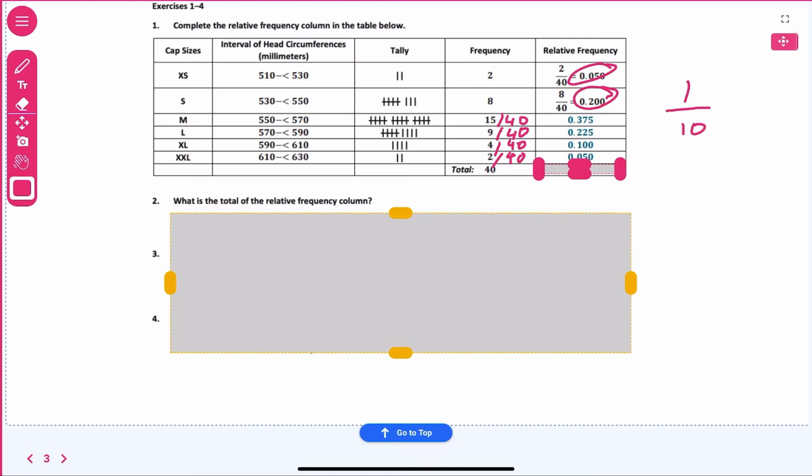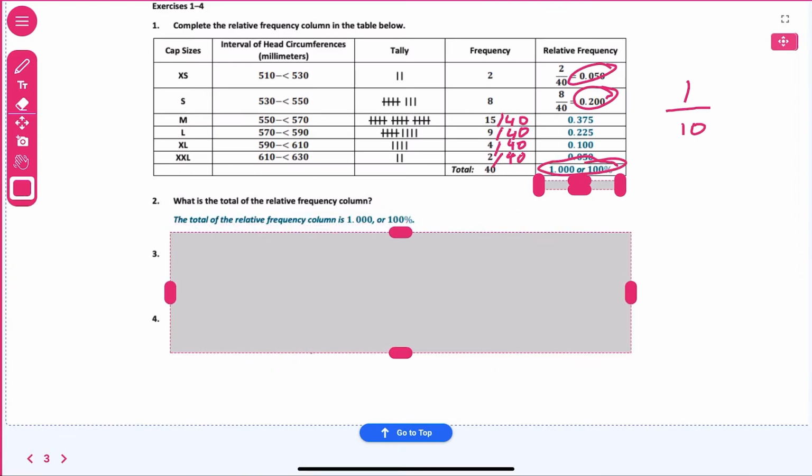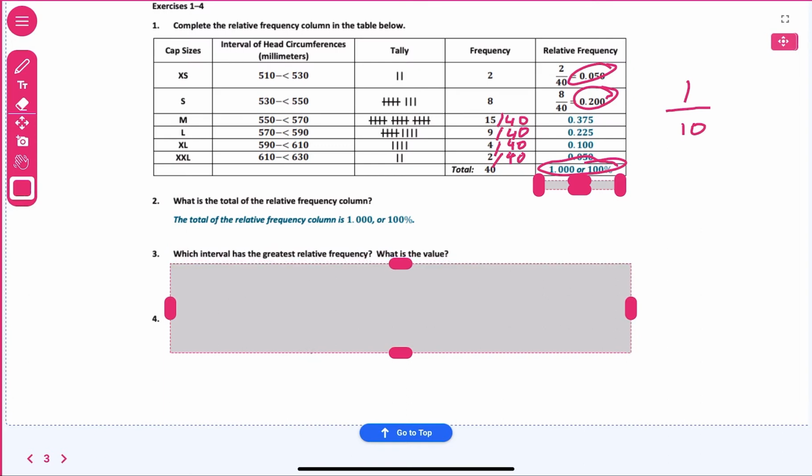And we've already done 2 out of 40. Notice that this right here also equals 1 or 100%. So what is the total of the relative frequency column? Once again, that is 1 or 100%.